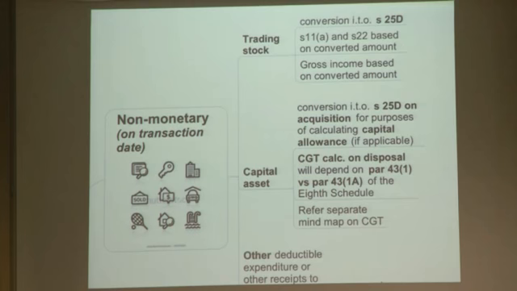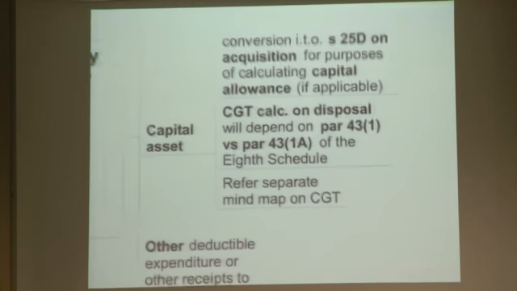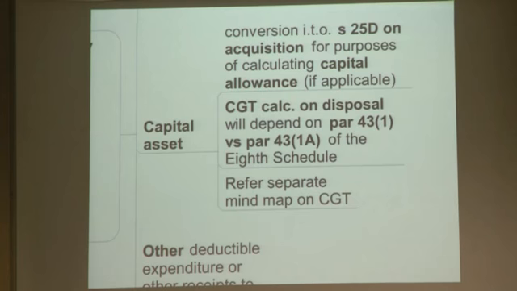You okay with trading stock? The next one is, what if it is a capital asset? So a capital asset, if it is an allowance asset, I need to know what is the rand amount in order to claim wear and tear on that capital asset. So again, my conversion will be 25D on the acquisition date, my transaction date. And once I've converted it, I have it fixed for all my capital allowances.